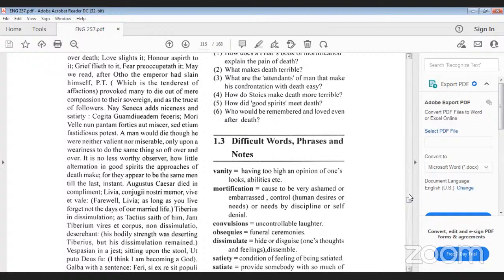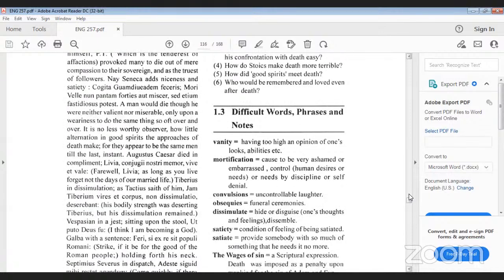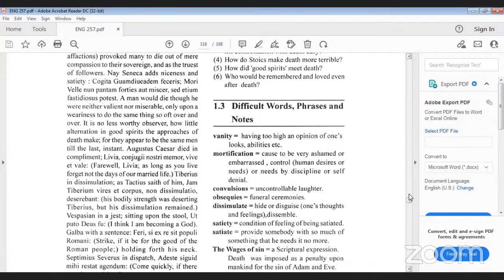Augustus Caesar died in a compliment: Livia, conjugii nostri memor vive, et vale. Farewell, Livia; as long as you live, forget not the days of our married life. Tiberius died in dissimulation, as Tacitus saith of him: iam Tiberium vires et corpus, non dissimulatio, deserebant. His bodily strength was failing him, but not his dissimulation.